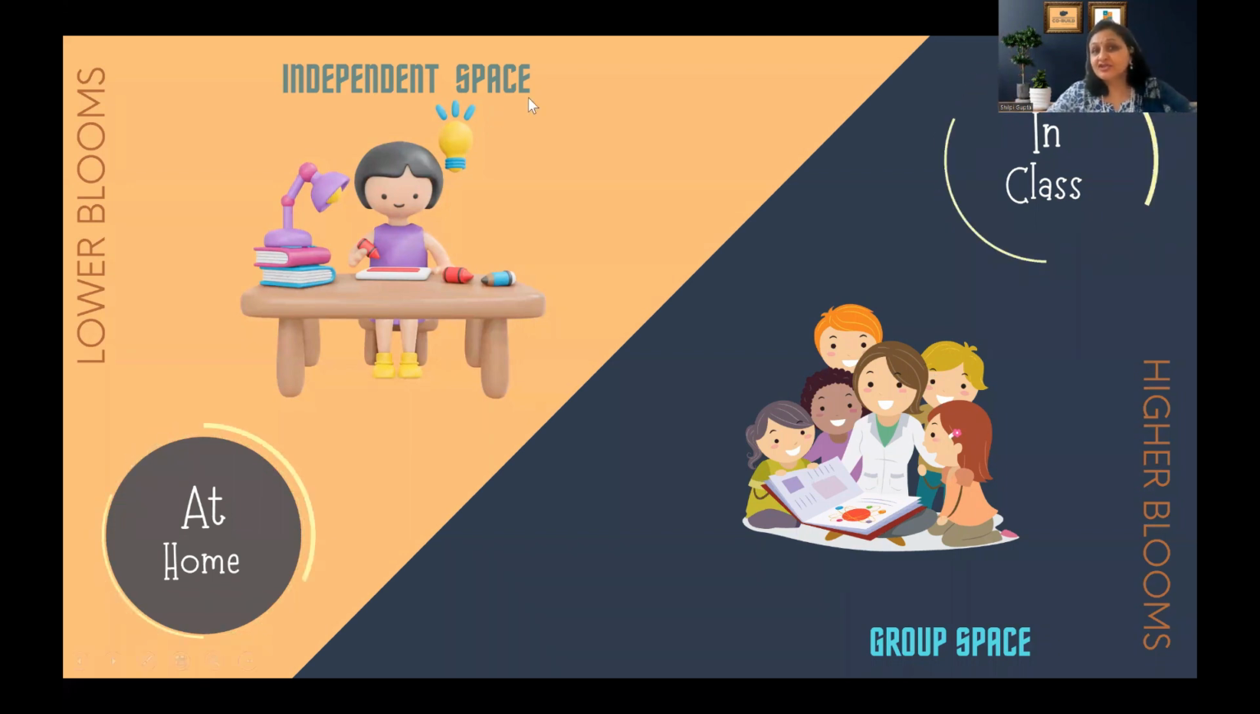So the child's time can be divided in two parts: his independent space and the group space, that is in the classroom. At home, the child is doing independent work and consuming the lower Blooms, remembering and understanding, and coming. And in the classroom, we have higher Blooms, where we evaluate what the child has learned, analyzing it and applying the concept that the child has learned.